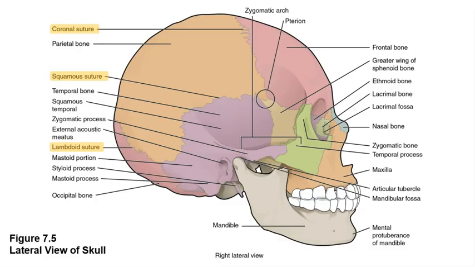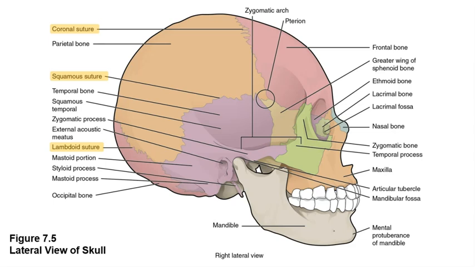In figure 7.5, we can examine 3 of the major sutures that were previously mentioned. The coronal suture runs along a coronal plane, uniting the frontal and parietal bones together. The squamous suture on the lateral aspect of the skull unites the parietal and temporal bones together. From this perspective, part of the lambdoid suture is also visible, which joins the occipital and parietal bones.